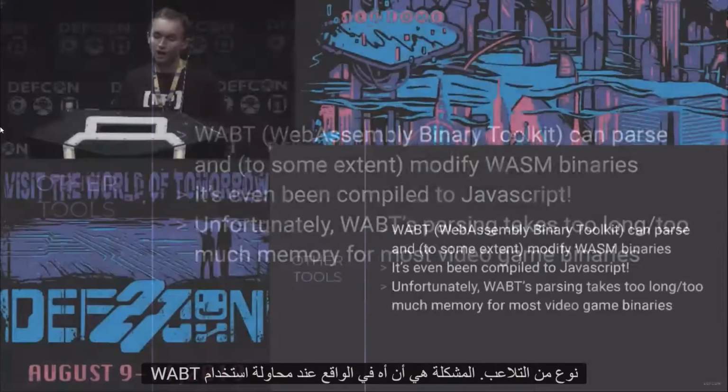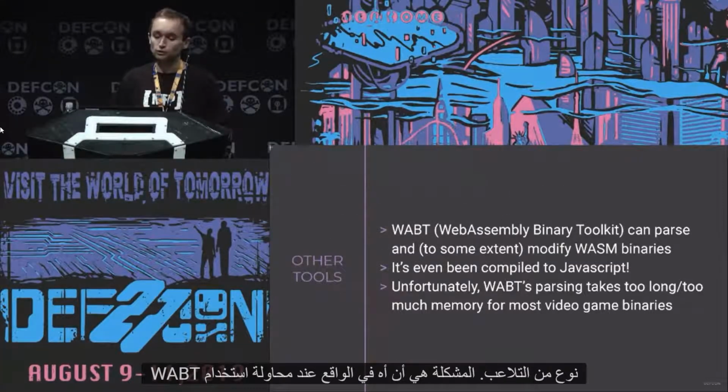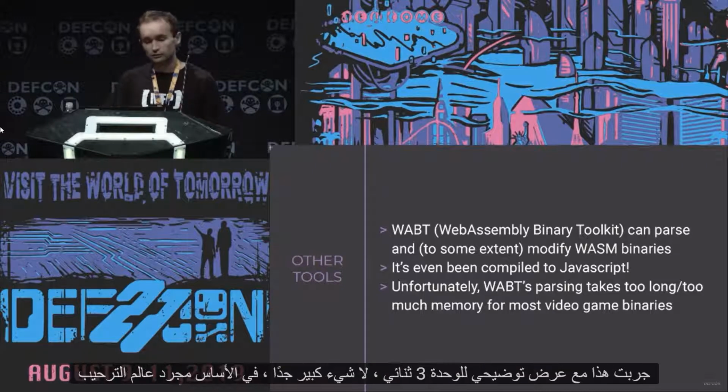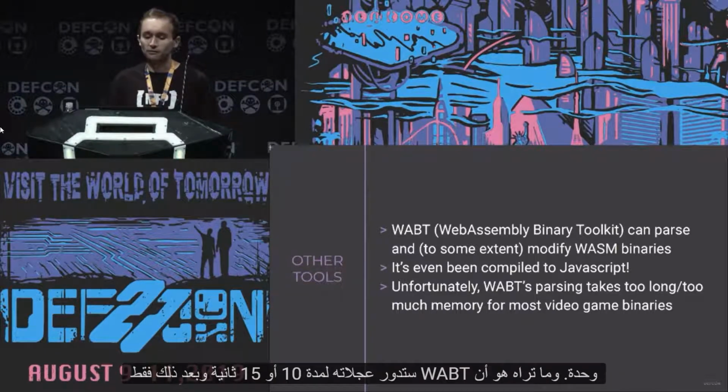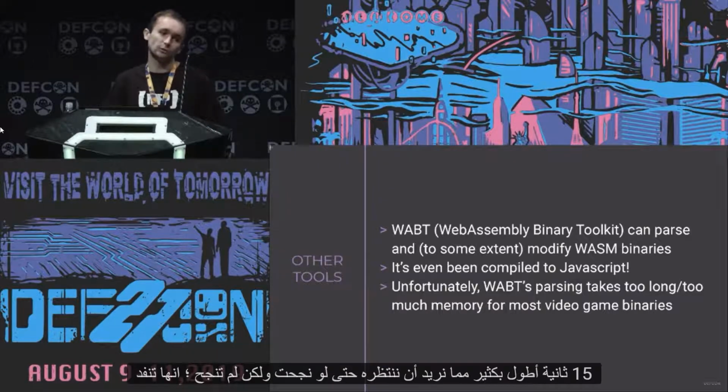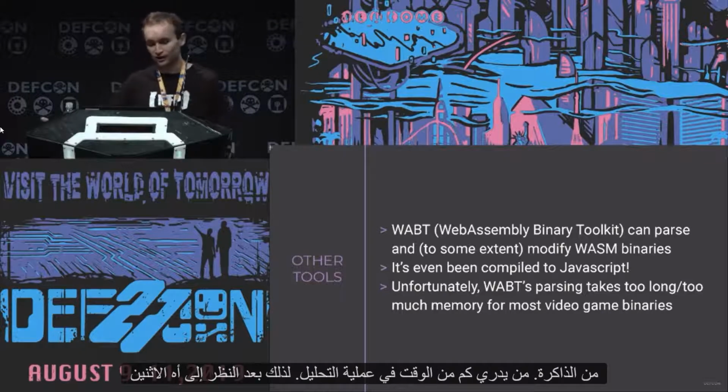The problem is that in reality, when you try to use WABT to parse a video game binary, it just takes way too long and way too much memory. I tried this with a demo Unity 3 binary, nothing too big, basically just the hello world of Unity. And what you would see is WABT would spin its wheels for 10 or 15 seconds and then just crash with an out-of-memory error. So already we're seeing it's taking way too long. 10 or 15 seconds is way longer than we want to wait, even if it worked, but it didn't. It's running out of memory. Who knows how long into the parsing process.